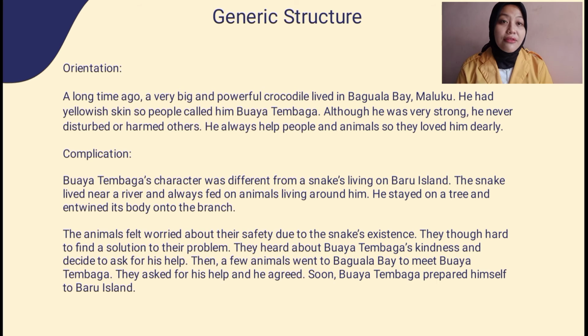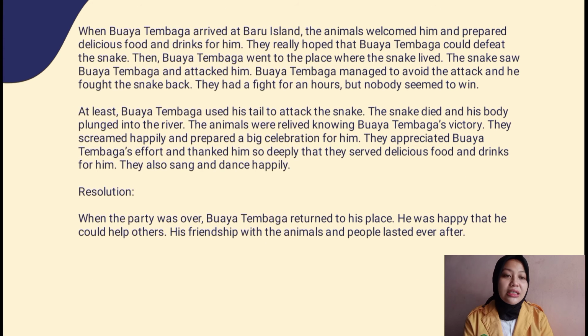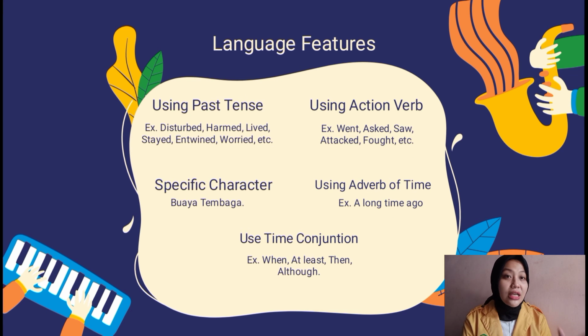Okay, you have read the narrative text about Buaya Tembaga, right? Here I will tell you the generic structure of the Buaya Tembaga text. You can see here the orientation is from the first paragraph, and the complication is from the second until the fifth paragraph, and then the resolution is the last paragraph, or the sixth paragraph.